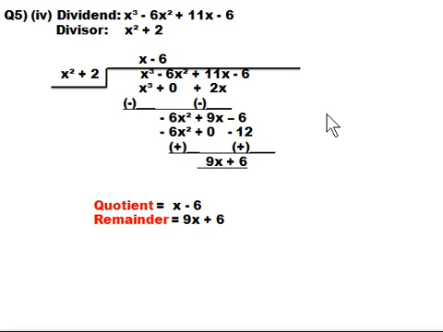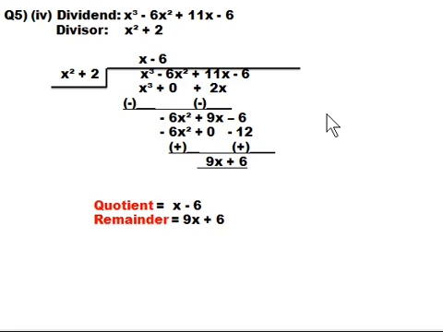Subtraction happens, minus becomes plus and minus again becomes plus. Minus 6x square plus 6x square will be 0. Plus 9x plus 0 will be 9x. Minus 6 plus 12 will be plus 6. So we are left with 9x plus 6.